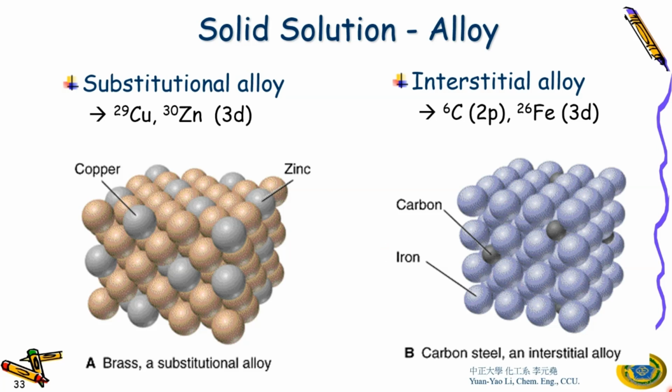These two are very important, and this one is what we call brass, right? When you play your instrument, you always use brass. You don't use copper or zinc metal. It's brass. And for interstitial alloy, one example is carbon steel. This is to make iron harder, stronger. So we put carbon into the iron metals.